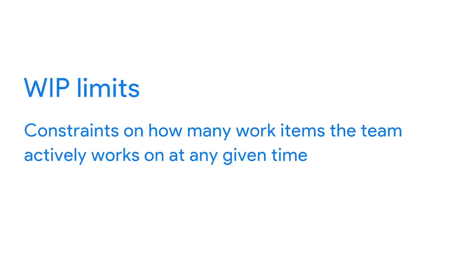These boards make it easy to notice where WIP limits break. We learned earlier in this course that Kanban WIP limits are constraints on how many work items the team actively works on at any given time. This provides focus for the team, which is one of our Scrum values. Have you heard the idea that there's no such thing as multitasking? In Scrum, it can be very true. And the more work you have, the less efficient you can become.